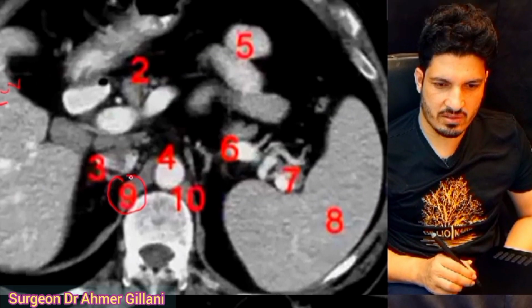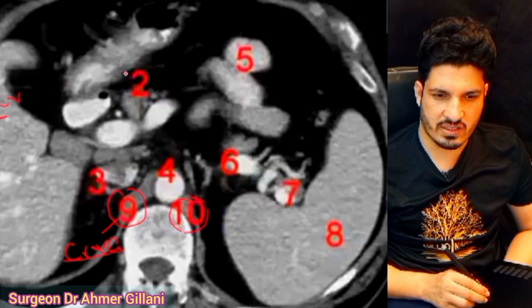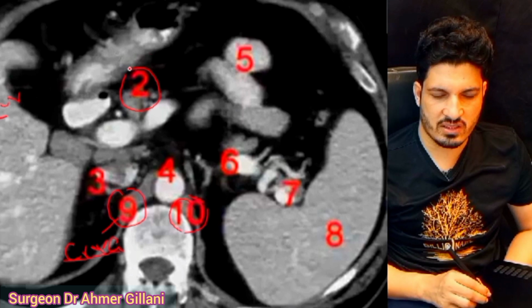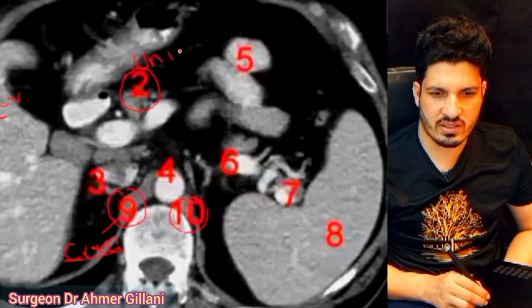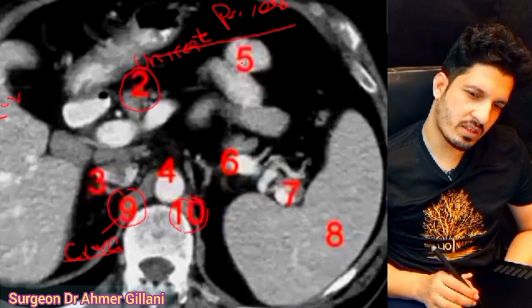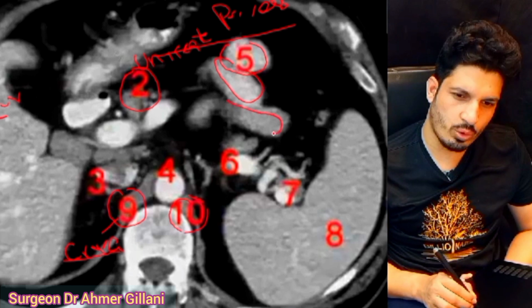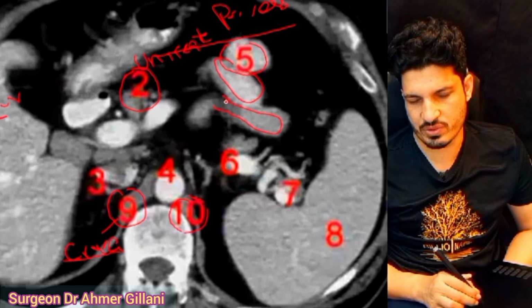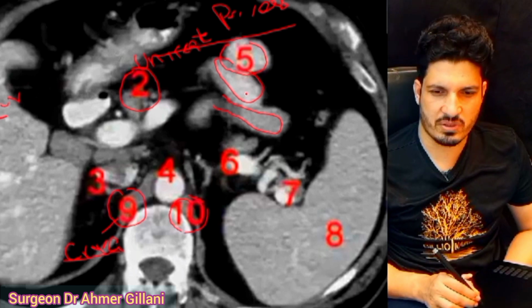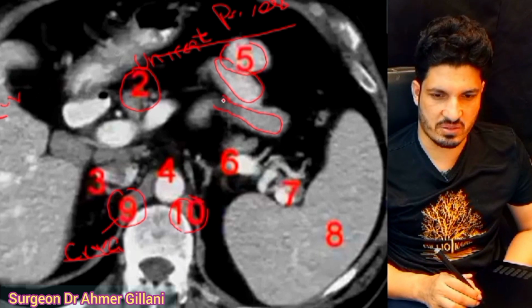Structure number 9 and structure number 10, they are crura, and exactly this point, this is an area of the uncinate process. Okay. Structure number 5, these are the loops of the bowel, basically small bowel loops are there. They are shown as whitish areas because we have given the oral contrast in this patient.